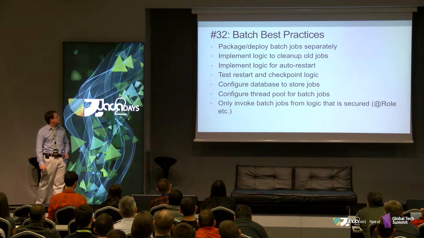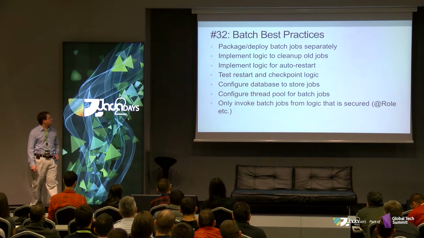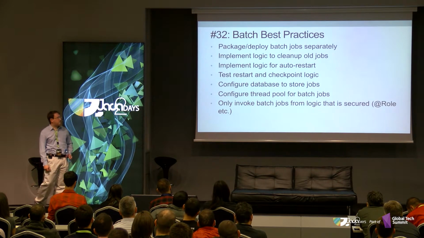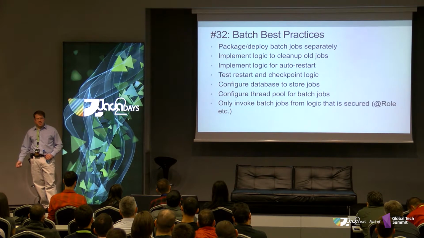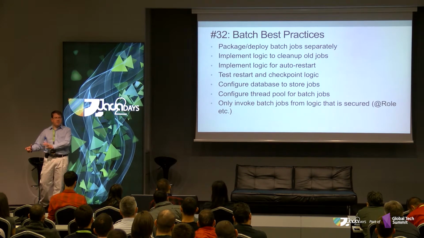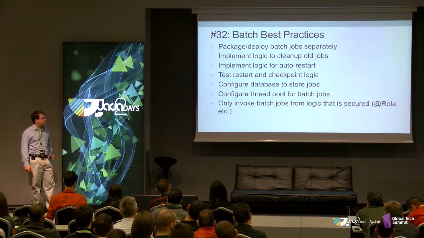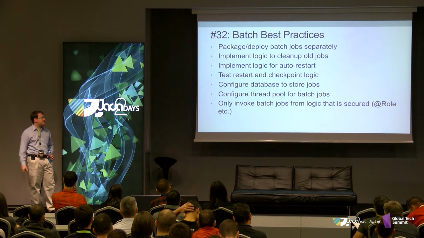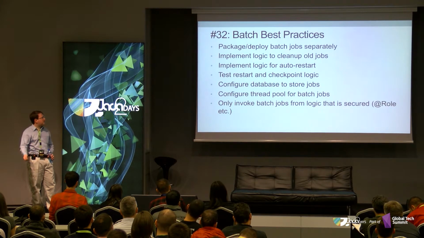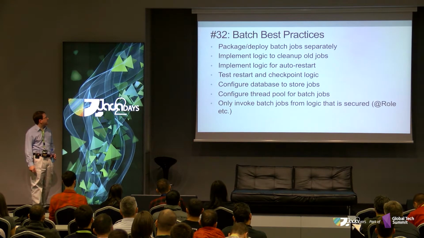Now, best practices for deploying and packaging your application. Package and deploy batch jobs separately, so that if you are using the Java EE7 batching API, package those as a separate WAR file and deploy those separately, because you possibly will deploy them out on different application servers. You don't want to always have every instance of your application doing batching as a part of it.